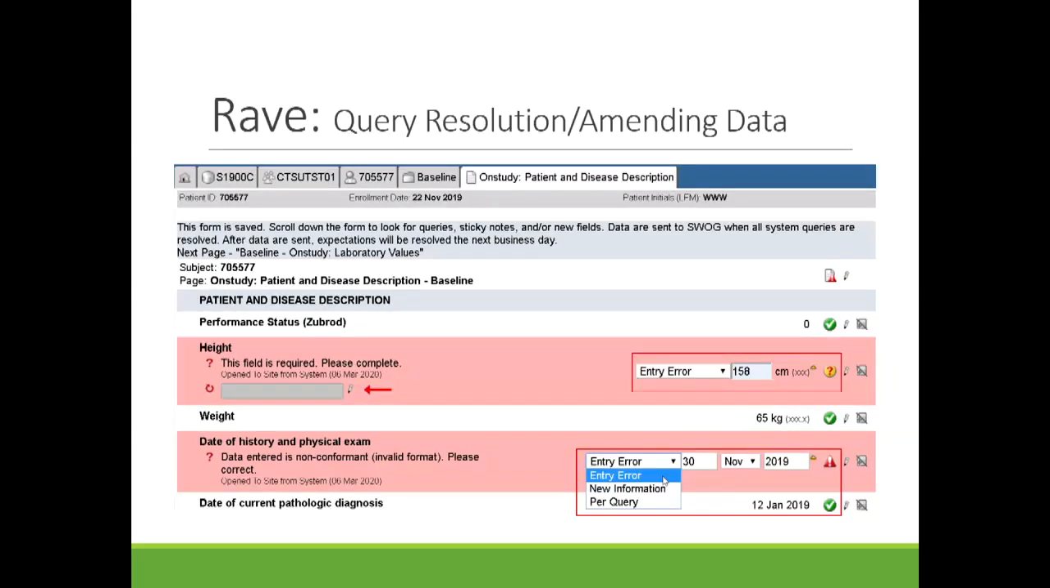So to resolve this, we have entered a value for the height, and please make sure to check your units. This one's in centimeters, which grayed out the response box, meaning we no longer have the option to respond to the system query. And for any data change, you will be prompted for the reason you're changing the data. The options are entry error, new information, per query, and just choose whichever seems the most appropriate. It's not critical. There's no wrong answers.